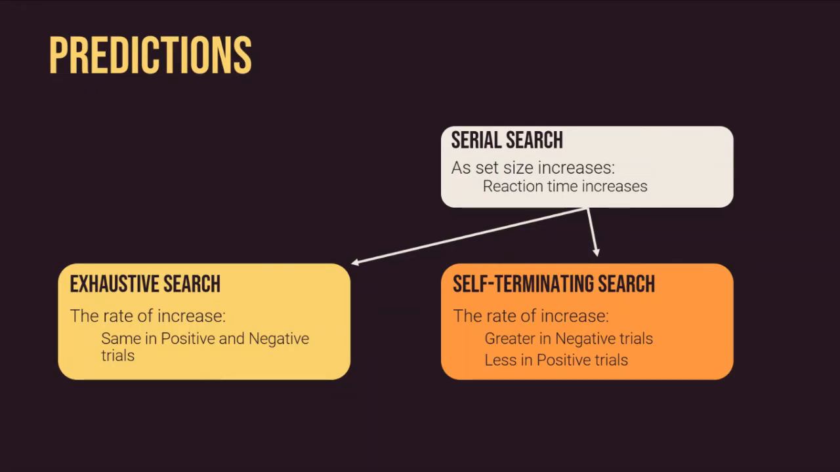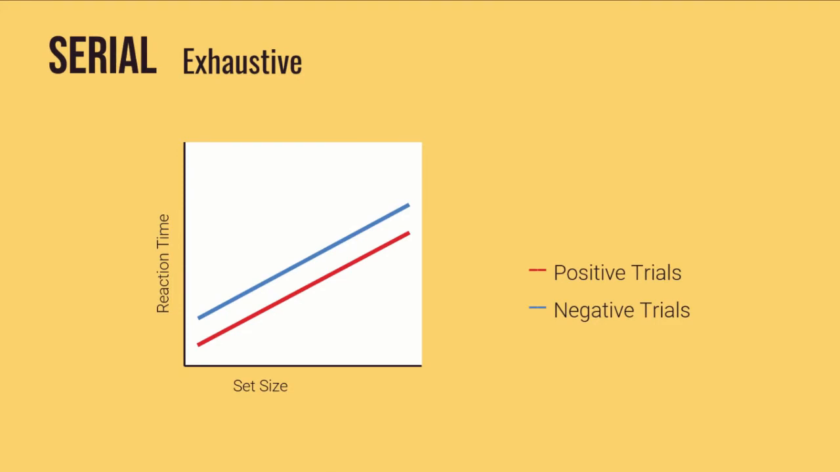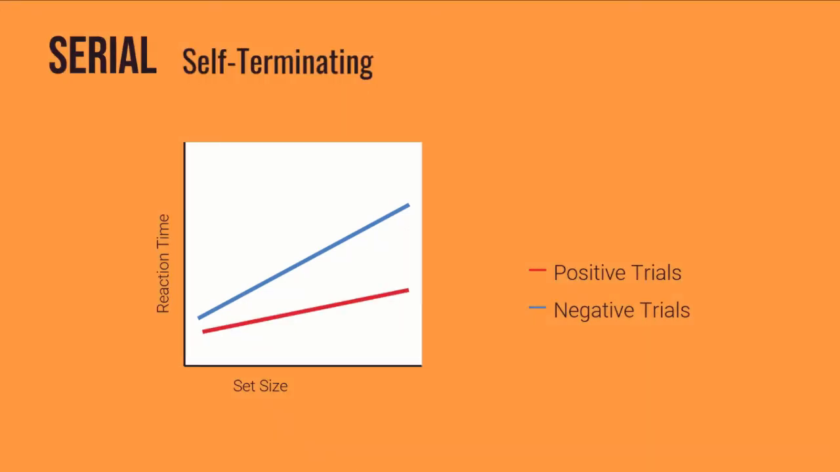But also, serial search subdivides into 2 different options. Serial search could be exhaustive. We might exhaust all of our options. We might exhaust the entire list instead of stopping when we find the number. So for exhaustive search, the rate of increase, right? As the set size increases, the reaction time also increases. For exhaustive search, the rate of increase, how fast the reaction time increases as a function of set size, is going to be the same for positive and negative trials. Whereas in self-terminating search, the rate of increase is going to be greater in negative trials and less in positive trials.